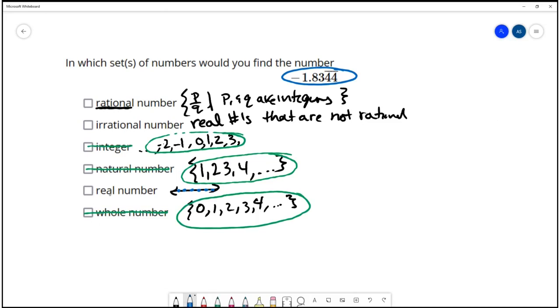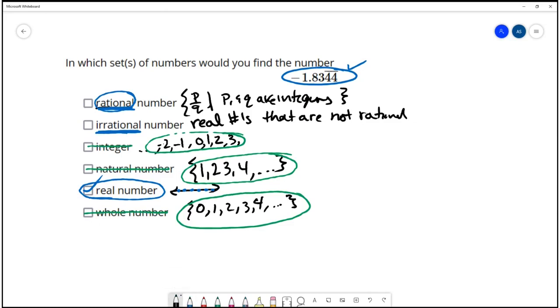So since the real numbers encompass all of the numbers that can be on the number line, this is a real number, and we just have to figure out which category it falls into. Is it a rational number or is it an irrational number? This one is going to be a rational number.